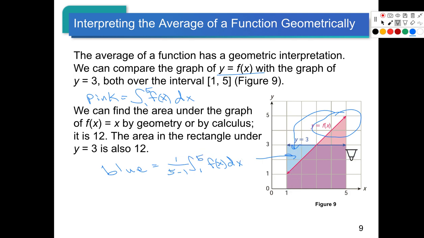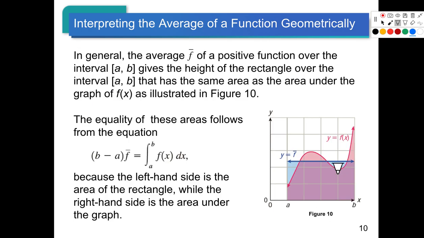But oftentimes when you do it, the average, remember we're getting a rectangle, it's a lot of times easy. From 1 to 5 is 4. It's got a height of 3. It's 12. But even for a graph where you can't necessarily see all the pieces, you can see what we get when we get the average.